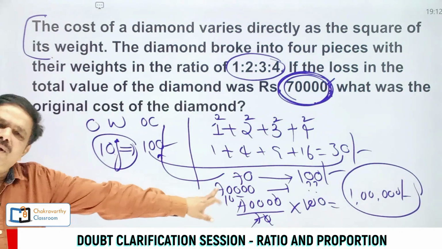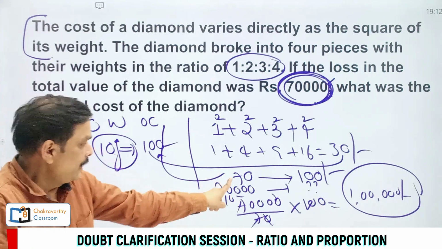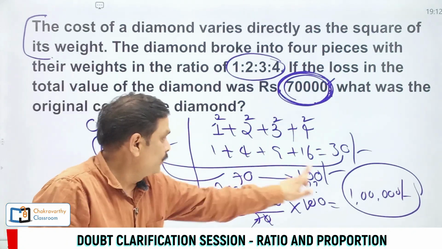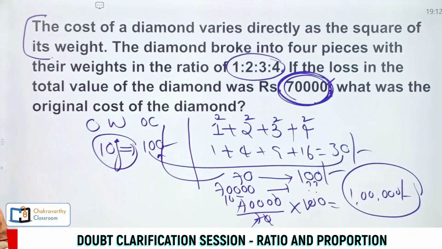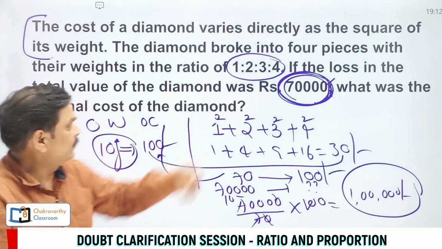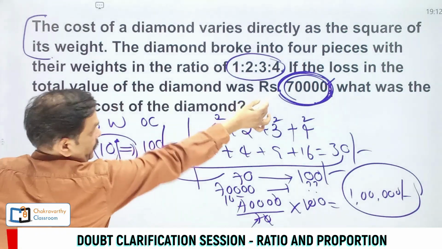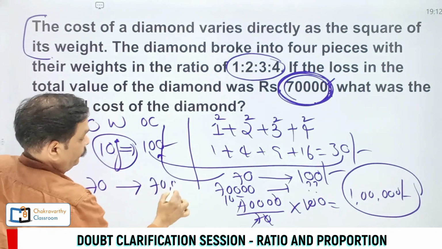Have you understood this one? You can do it in many ways also. When loss is 70, my original was 100. When loss is 70,000, what would be my original? Or else you can do in this way also. When loss is 70, 70 is equal to 70,000.